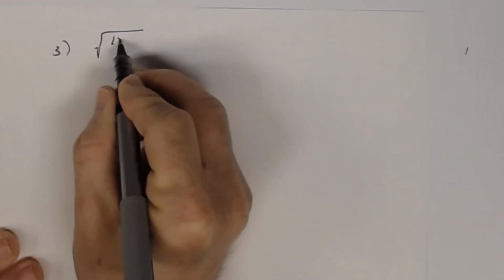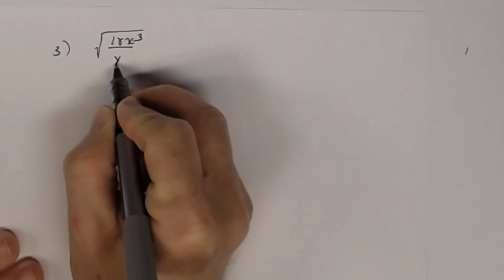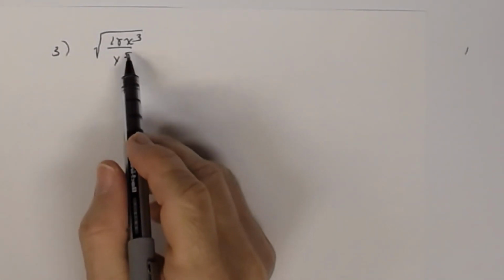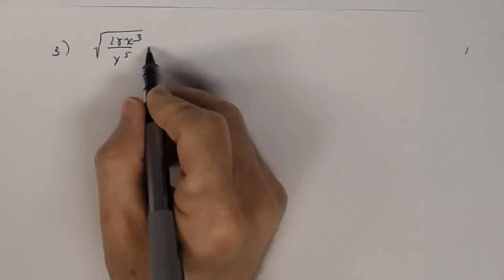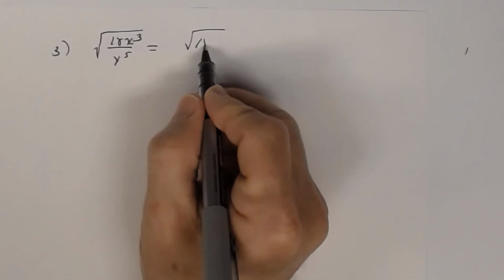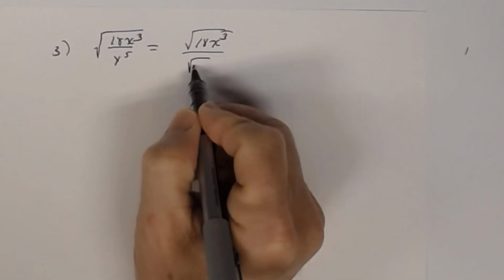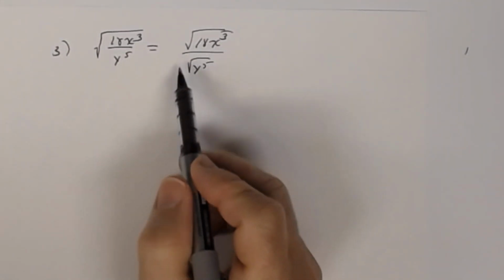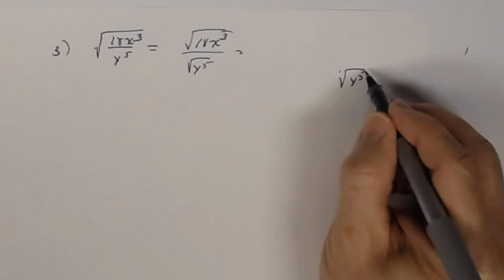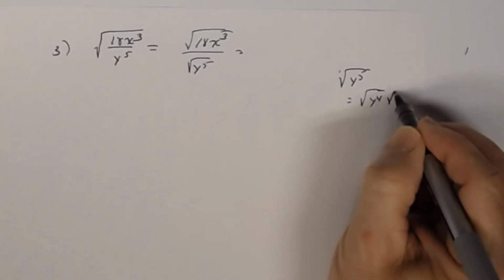Okay, let's look at number 3. Number 3, we have the square root of 18x cubed divided by y to the 5th. So I use y to the 5th again. The quotient rule for radicals says I can rewrite this as the square root of 18x cubed divided by the square root of y to the 5th, right? And again, let's go ahead and simplify the square root of y to the 5th. We know from previously that the square root of y to the 5th I can write as the square root of y to the 4th times the square root of y.